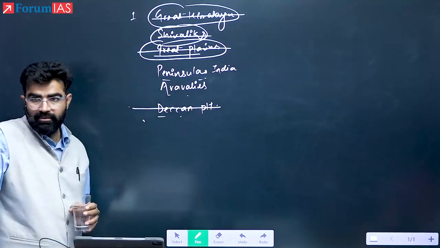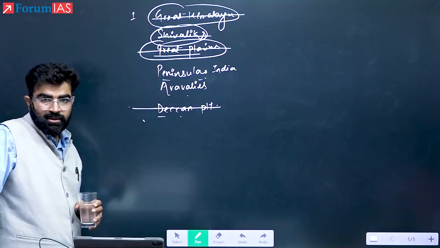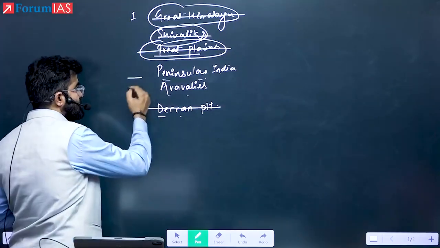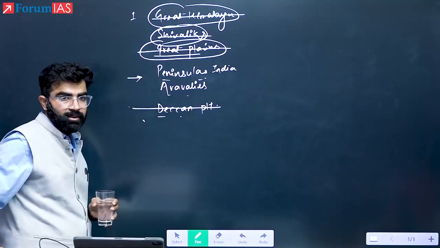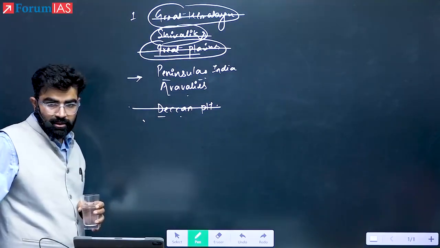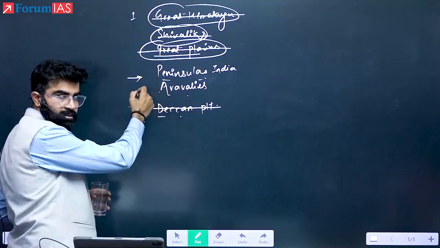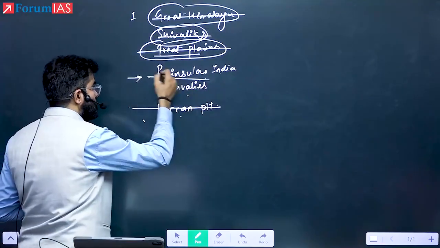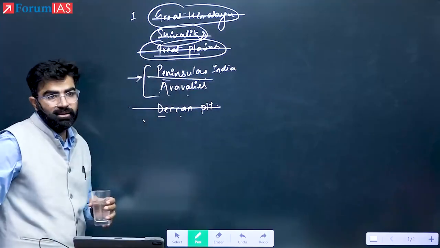Peninsular India or the Aravallis? Which is the oldest? And what about the peninsular plateau? That is peninsular India, the peninsula of India. Aravallis would be next, and then? Yes, they too are in the Precambrian, they too were there.